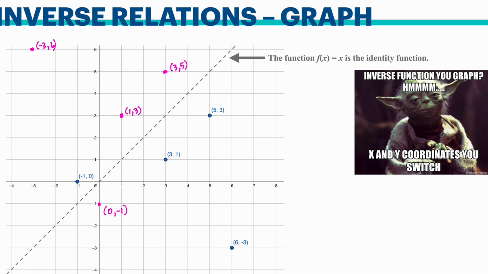And what is interesting is this is a reflection across the line y equals x. If you notice, they are going to be the exact same distance from the line y equals x. It's not a reverse, it is a reflection across that line.